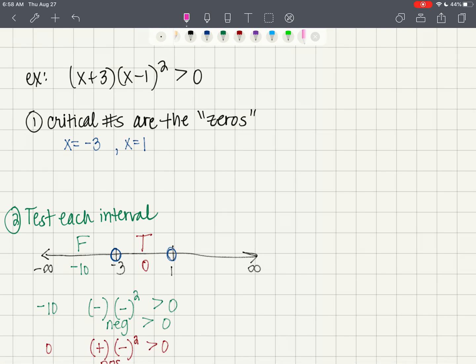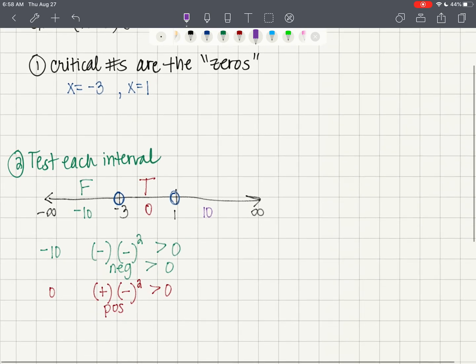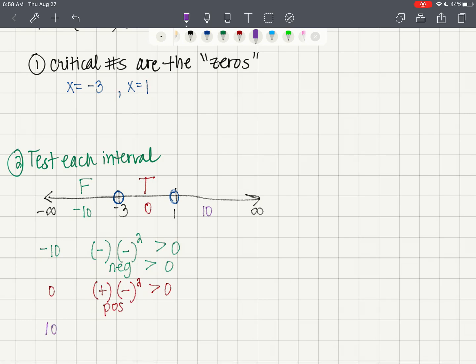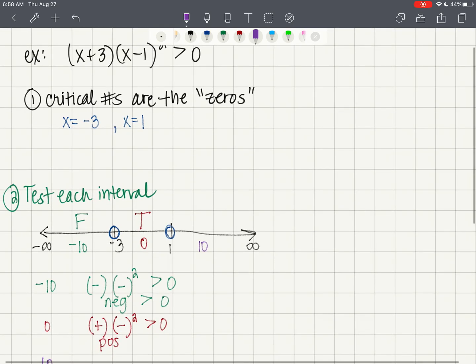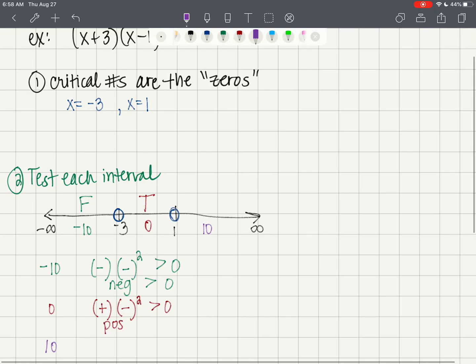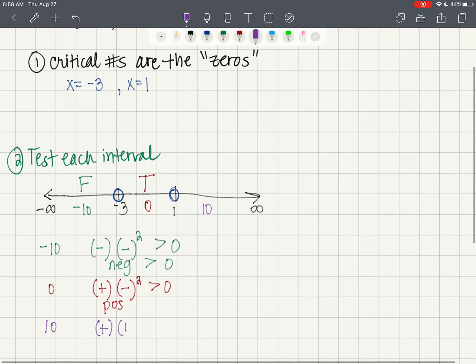Now let's try the interval from 1 to infinity. I'm going to try 10. So I put a 10 in. 10 plus 3 is positive. Okay, then 10 minus 1 is also positive, and then when you square that, positive numbers are all greater than 0, therefore that has a truth value of t.